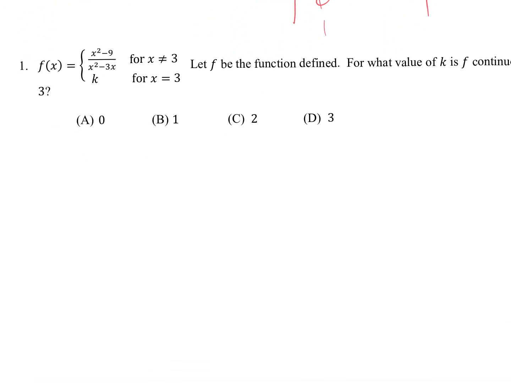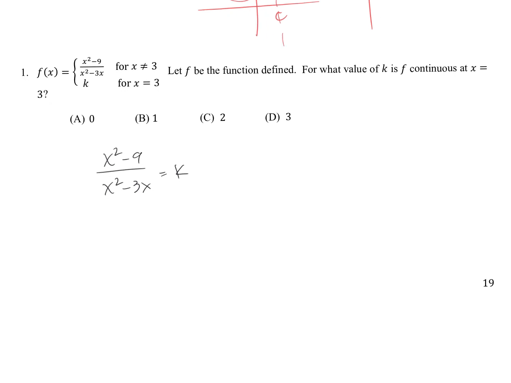So we're going to say, all right, when does (x squared minus 9) over (x squared minus 3x) equal that k? And you're like, okay, that's a lot of x's. What can I put in? Where's the one point that they care about, when x is 3? That was not ideal that I had it typed that way. So you guys just go through, plug in a 3 for your x, and then that'll allow us to solve for k. Uh-oh, that's not coming out well. What am I getting?